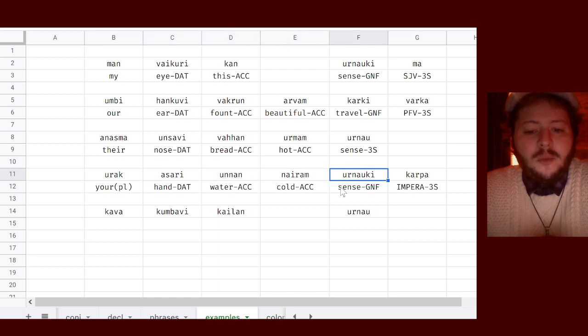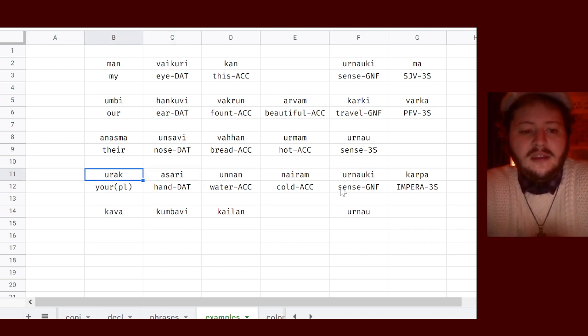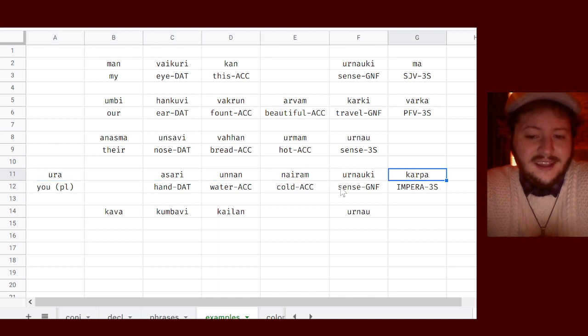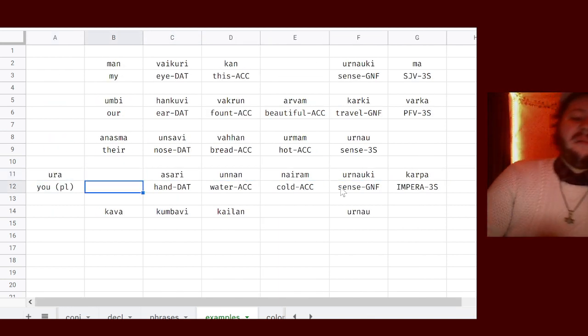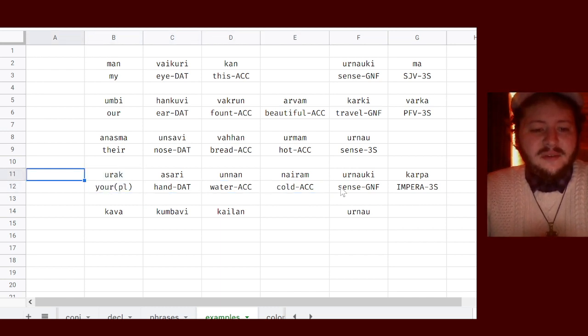Now, if I wanted to put more agency on these people, like command them, like put your hand in the water, what I would do instead is I would make this actually the subject. I would say ura, which is you, plural, as the subject. That's the nominative case, the subject case. And then I wouldn't need the urak part. Ura asari unnan nairam urnau ki karpa. So like, cause your hand to sense the cold water. Make it happen. Make the sense happen. That's not what I wanted to do with my example.